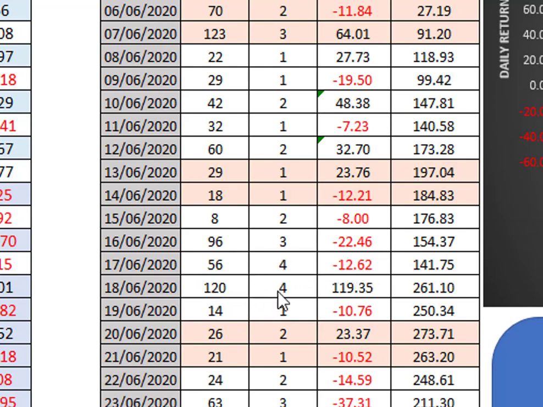So on the 18th we're still only betting £4 per horse and we win £120. So that covers these losses here. So what happens is on that 19th we revert back to 1. Okay, and then that day's a losing day, so we start at 2. So that's how back 1-4 goes.